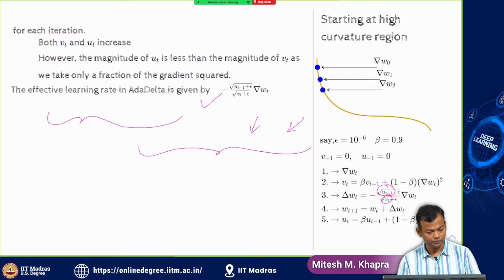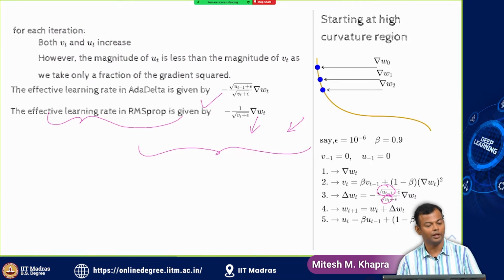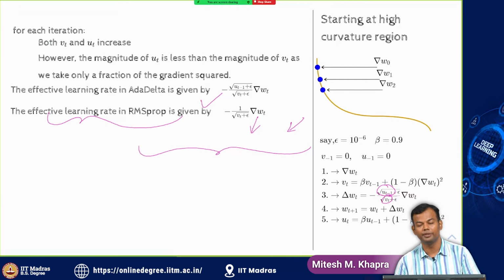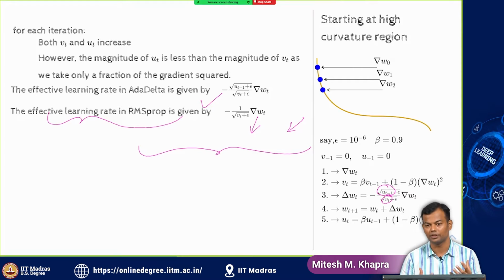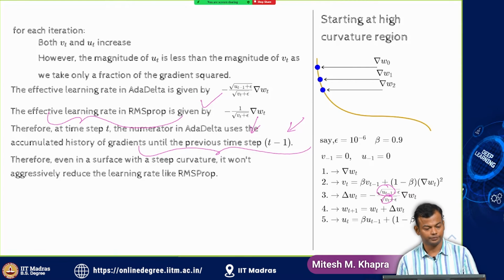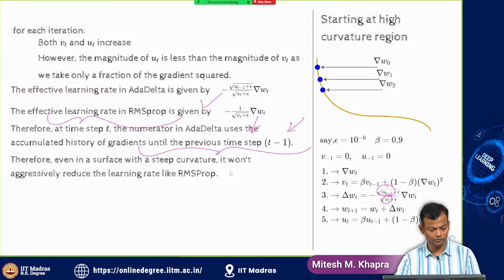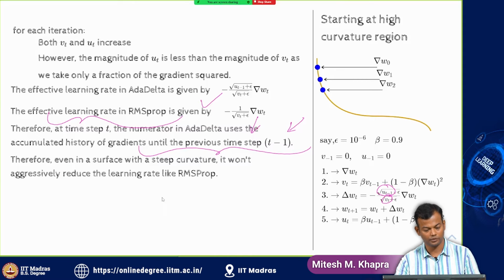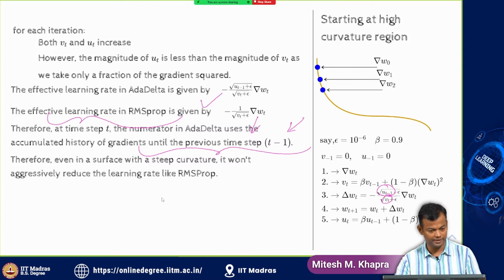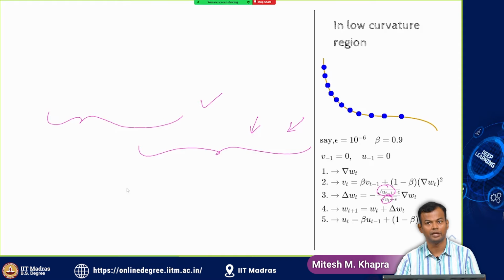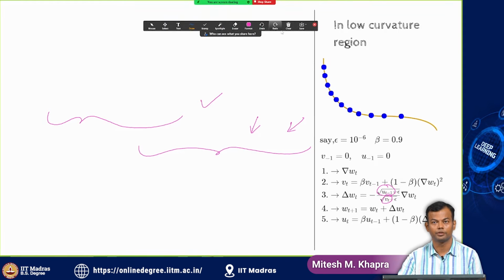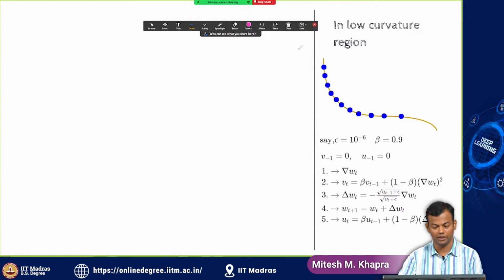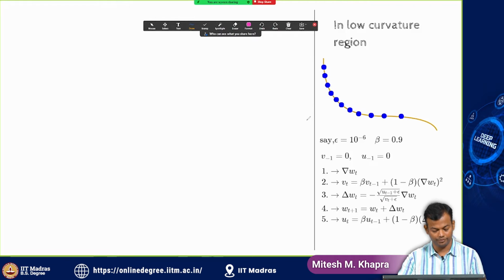Whereas in RMSProp, the effective learning rate would just have been eta by Vt, and hence there is no adaptation happening here, right? Okay, so this is all that I've already said. You could just read what is on the slides. Now let's see what happens in the flat regions. Okay, so now I'm in the flat region.